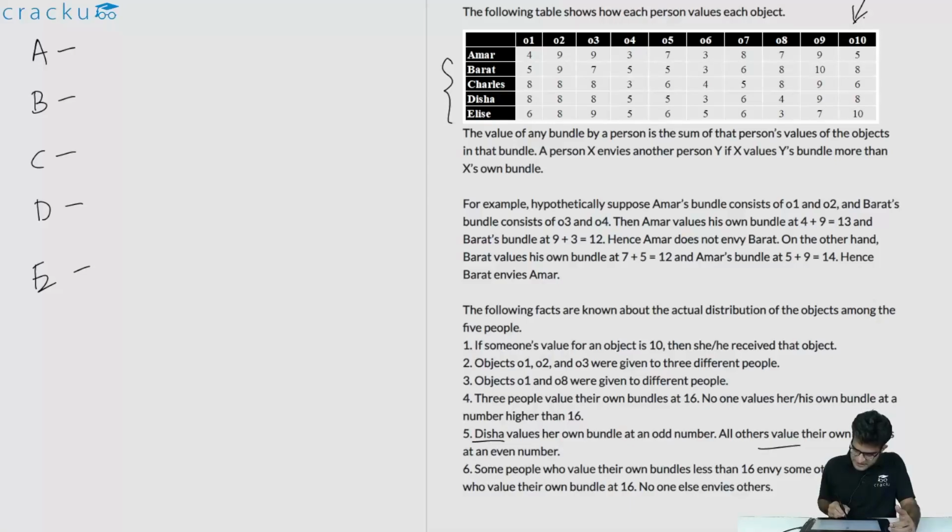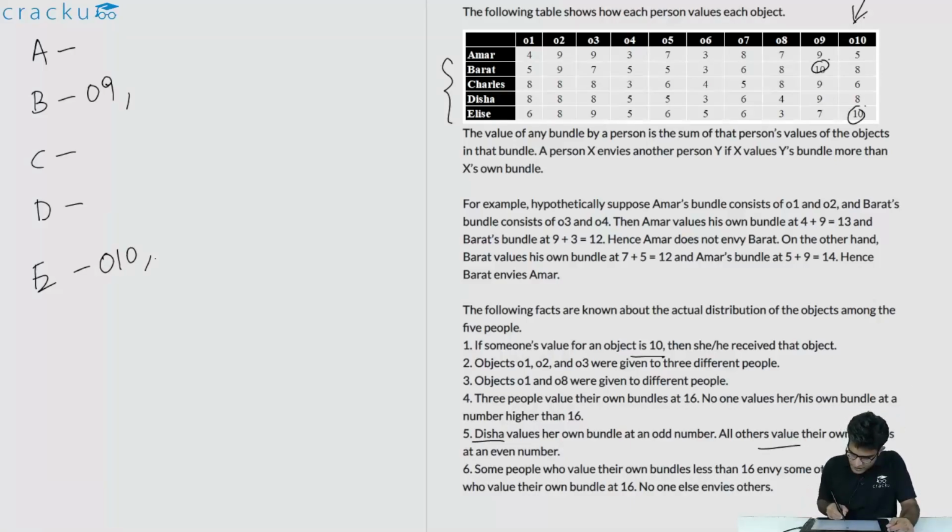The first one says that if someone's value of an object is 10, he or she received that object. There are only 2 10s in the table. So object 9 is received by Bharat and object 10 is received by E.